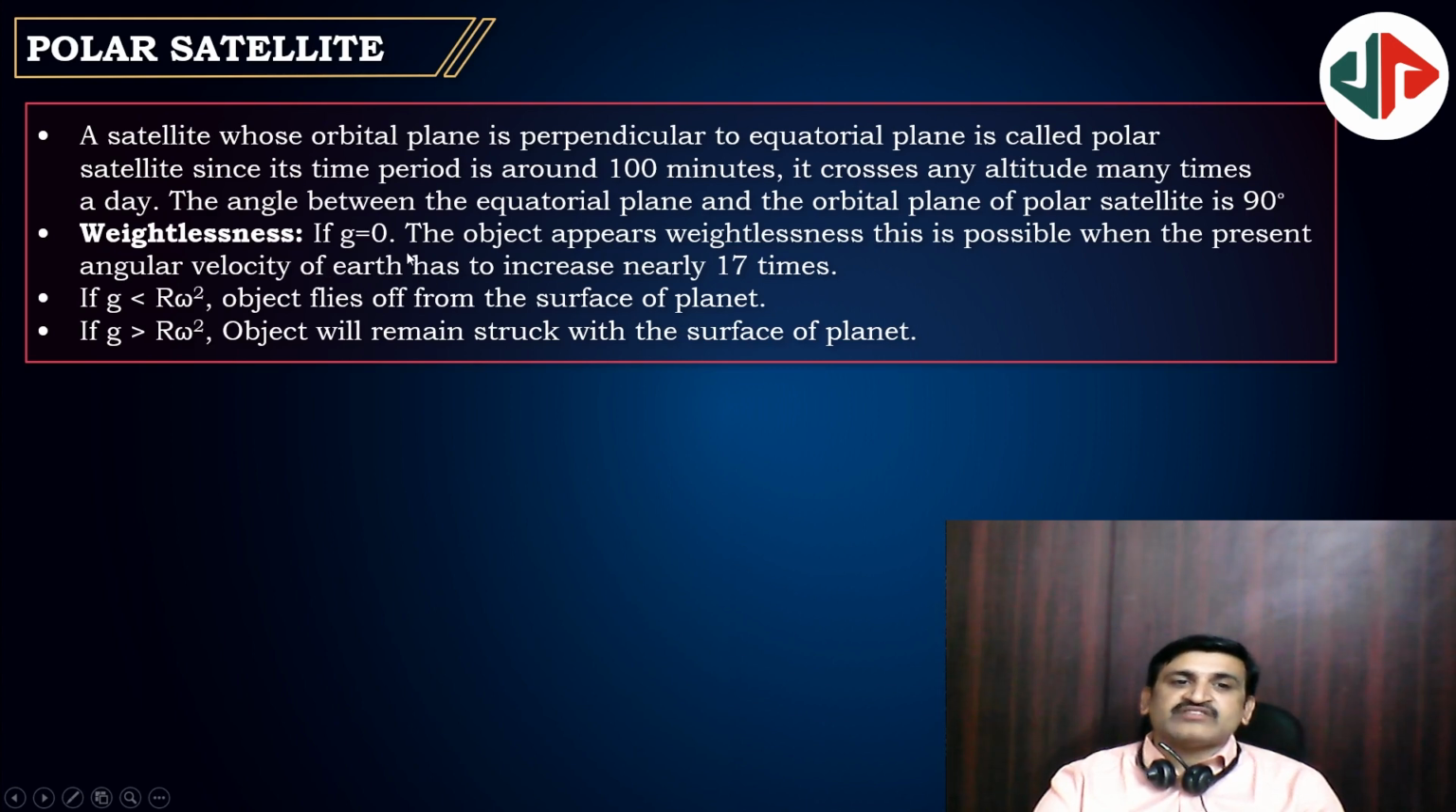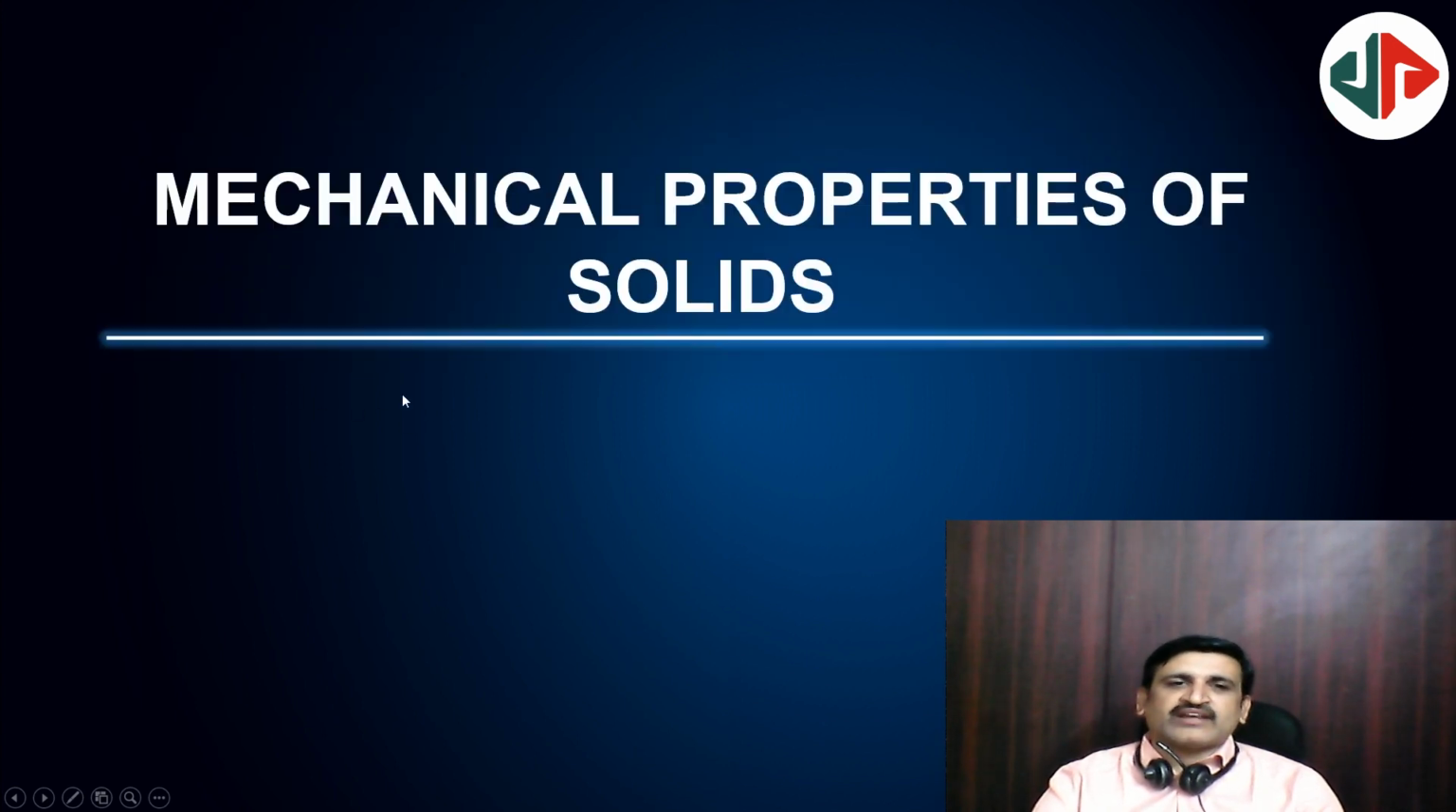Weightlessness is a separate concept. If the effective g value is 0, then we call it weightlessness. An object appears weightless at the equator if Earth's angular velocity becomes 17 times, and g value is less than R omega square. The object flies off from the surface of the planet. If g value is greater than R omega square, then it gets attracted to that planet and sticks to the planet.